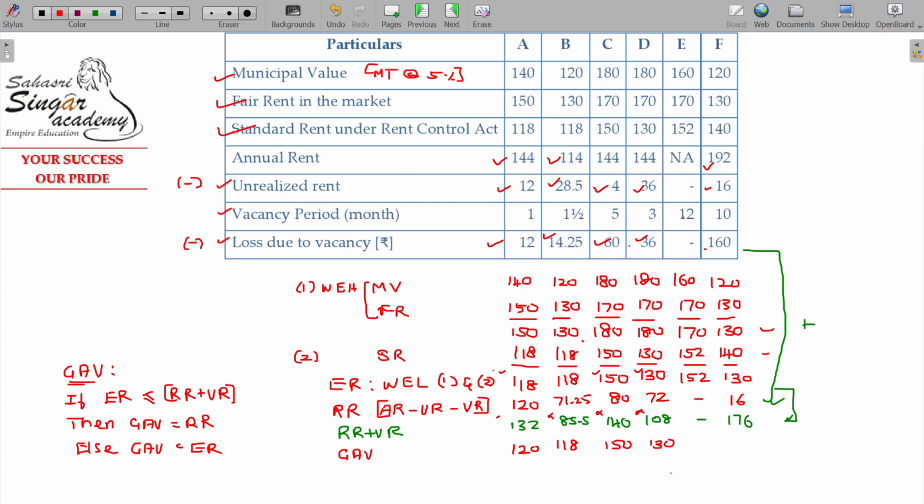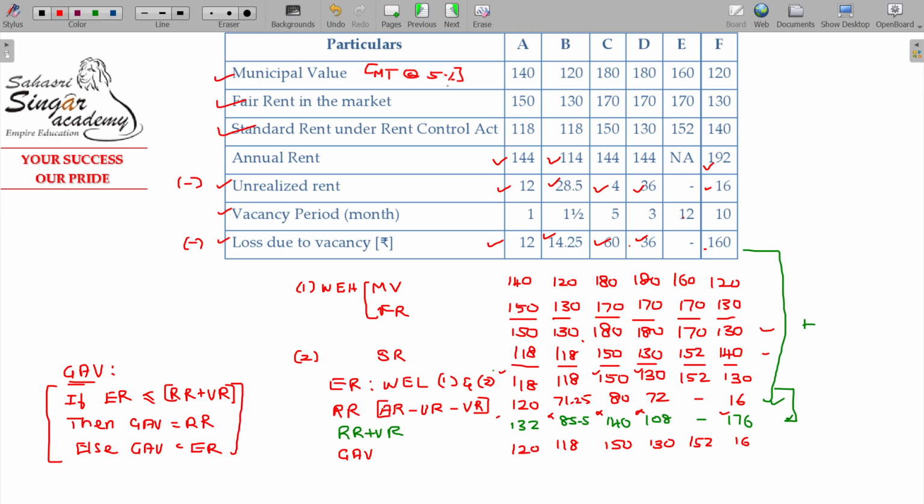And for fully vacant, due to non-availability or the house property not being fit enough, you can skip; otherwise it is fully taxable. Expected rent will be taxable, 152. And for 130 and 176, you have fixed properly, so rent received is taken, 16. Rent received will be taken. That's the logic. Keeping the condition in mind, you have to work this out.